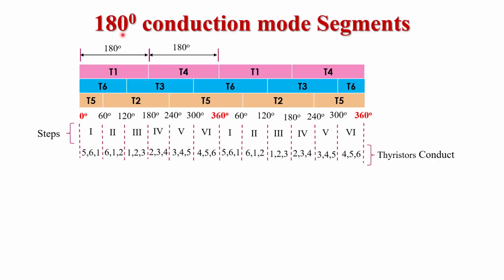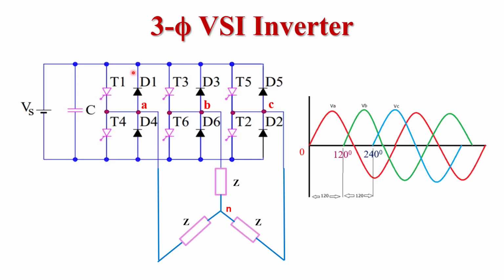First we consider 180 degree conduction mode. In case of 180 degree conduction mode, each SCR conducts for 180 degrees. So we know that, as I have already told, first we divide this circuit into 3 segments. This is segment 1.